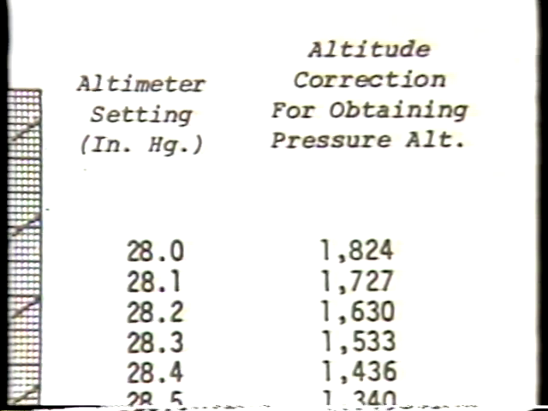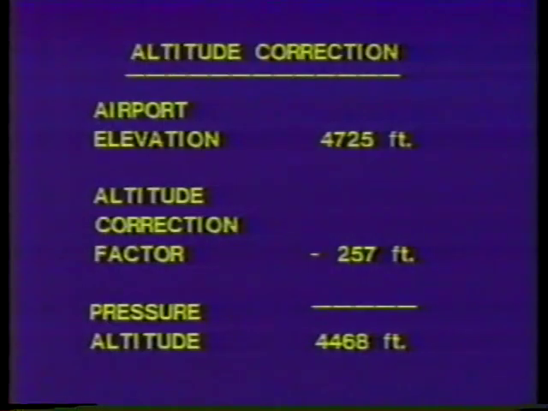Under the altimeter setting column, find the barometric pressure of 30.20 inches of mercury. Next to it is the altitude correction factor of -257. Subtract this 257 from the airport elevation of 4,725 feet, and you get 4,468 feet pressure altitude.